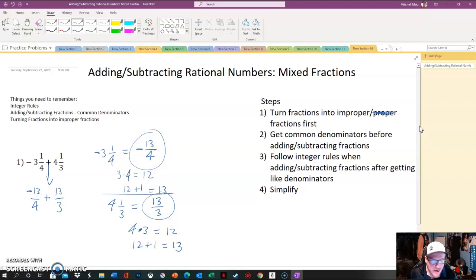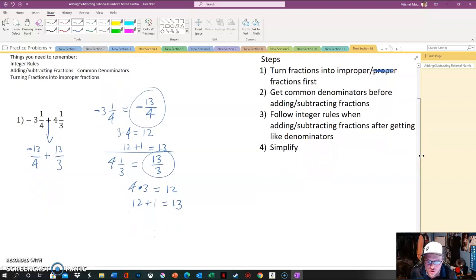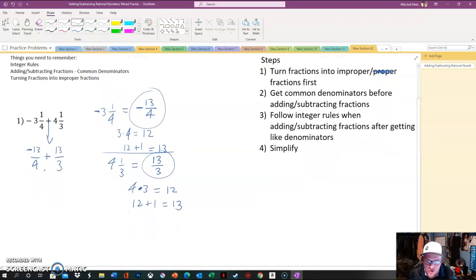Now we are going to use this, and we're going to turn both of these fractions into like denominator fractions. If you look right here, there's 4 and 3 at the denominator. I need to turn both of those into the same number.